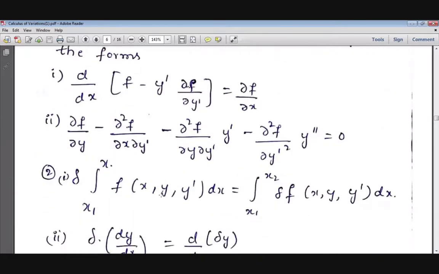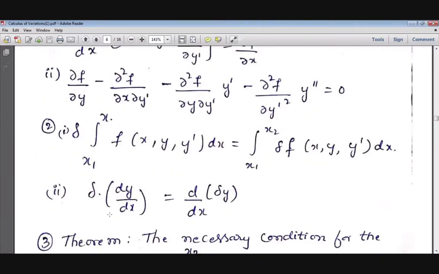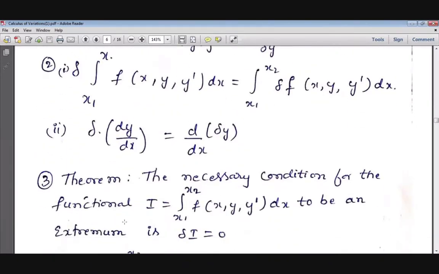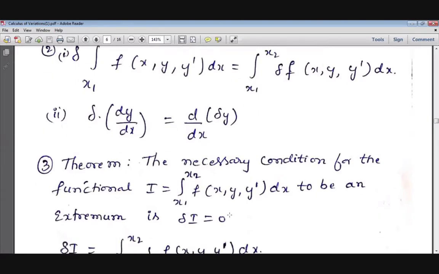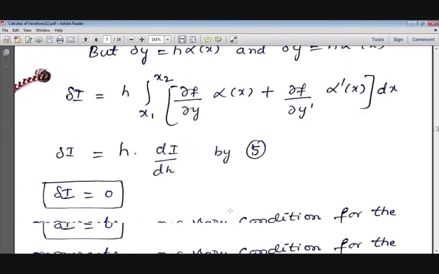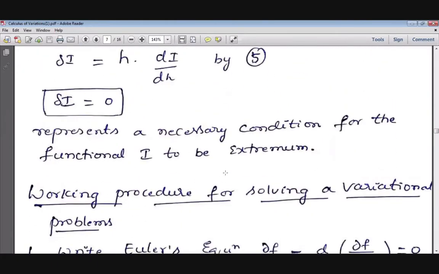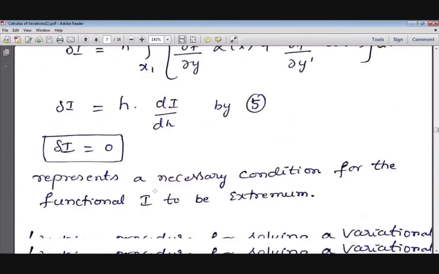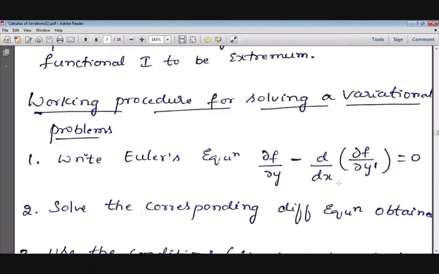Next, this is required. Okay, that one is not required. We will go to the problem.